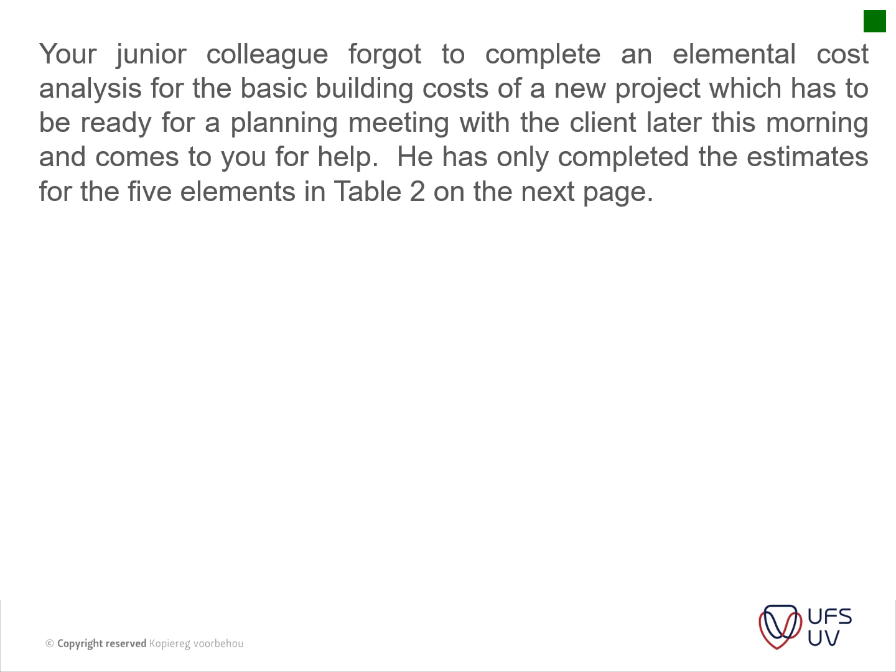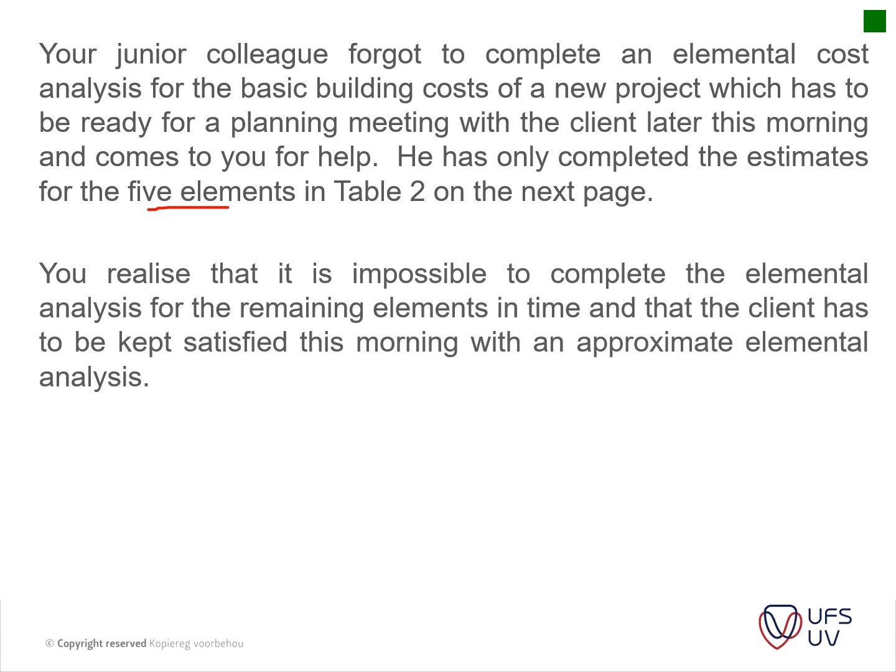So how this method basically works is your junior colleague forgot to complete an elemental cost analysis for the basic building cost of a new project, which has to be ready for a planning meeting with the client later that morning. He comes to you for help, and he has only completed a couple of items. In this instance, it's 5 elements, as per the table that I'm going to show you shortly. You realize that it is impossible to complete the elemental analysis for the remaining elements in time, and that the client has to be kept satisfied this morning with an approximate elemental analysis.